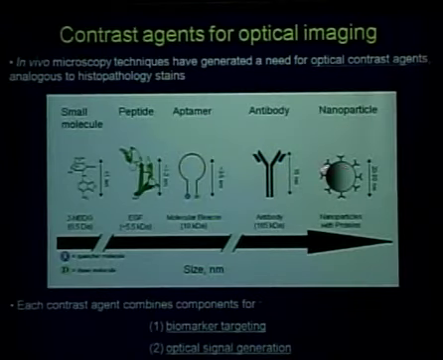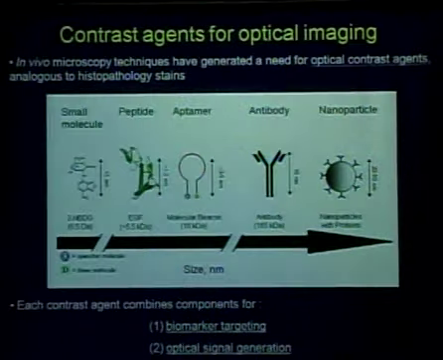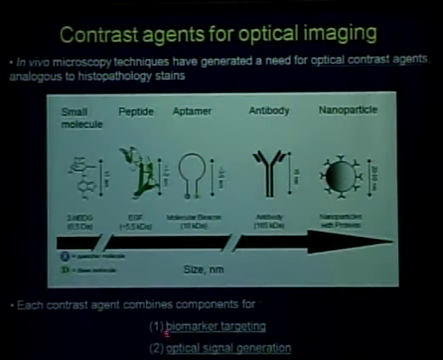So finally, we're interested in contrast agents that will allow us to look at some of the molecular changes that are of interest clinically. And we've been looking at a variety of different types of contrast agents, ranging from small molecules to peptide-targeted contrast agents, to antibody-targeted contrast agents, and then even looking at nanoparticles that can be targeted with various targeting moieties. And in each case in our contrast agent, there are two components. There's one component that's going to bind to the biomarker of interest, and another component that will provide the optical signal so that we have something to detect.